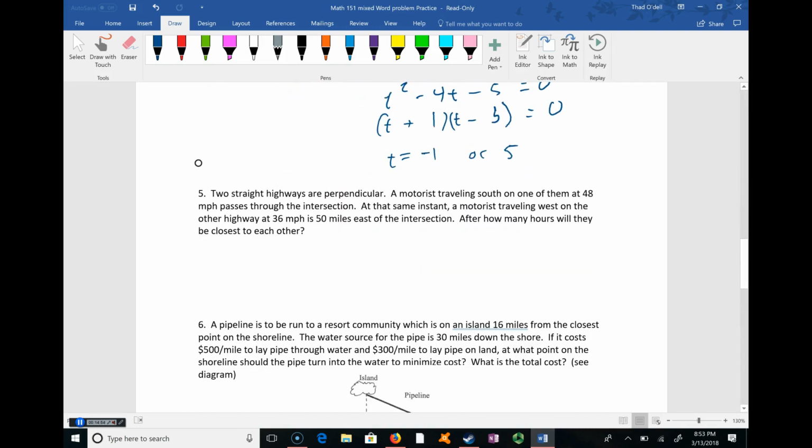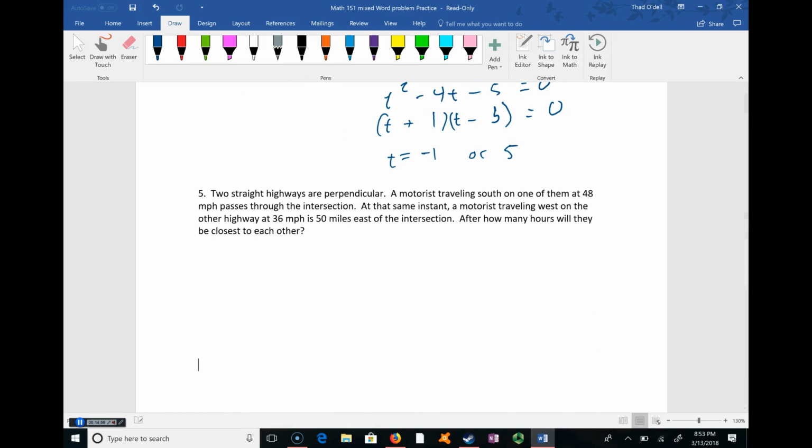Okay. Number 5: two straight highways are perpendicular. A motorist traveling south on one of them, let's go to the end. After how many hours will they be closest to each other? Aha. So that's an optimization problem, and we're looking for the distance between them. So let's make sure we figure out what they're doing.